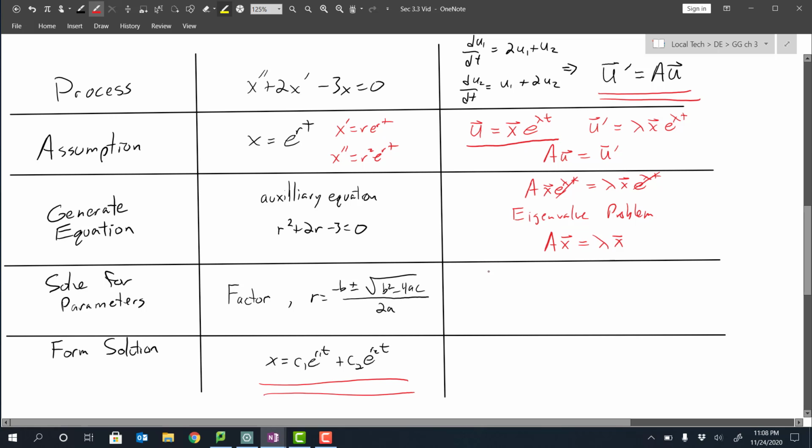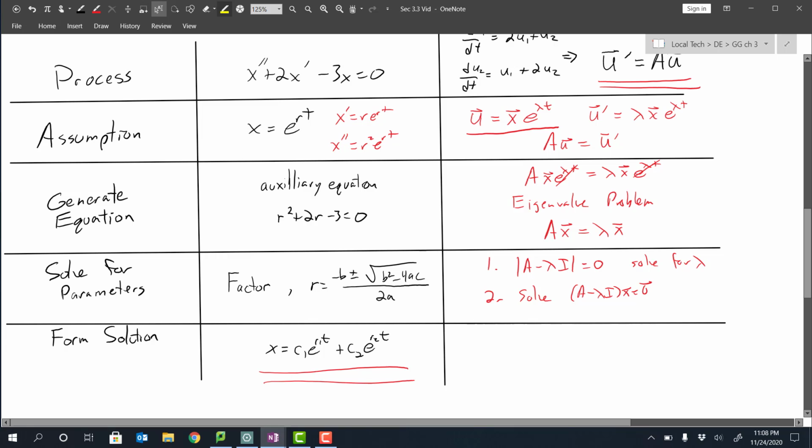So how do we find those eigenvalues and eigenvectors? Well, recall that to find our eigenvalues, we'll look at the determinant of A minus lambda I. We'll set that equal to 0, and we'll solve for our eigenvalues. Once we have our eigenvalues, we'll then solve the homogeneous matrix equation, A minus lambda I times x equals 0, and we'll solve that for our eigenvectors.